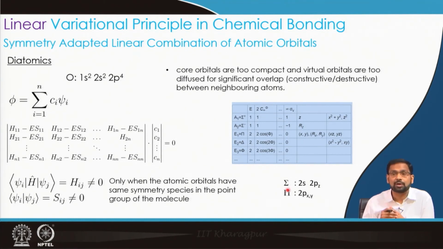Similarly, when I look at the pi side, 2px, 2py of oxygen 1, 2px, 2py of oxygen 2. So, I have got these 4 orbitals. I take a linear combination and I solve separately a 4 by 4 problem. So, instead of solving an 8 by 8 problem, 8th order problem, I am now solving 2 4th order problems. So, that is much easier to do than solving a single 8 by 8 problem.